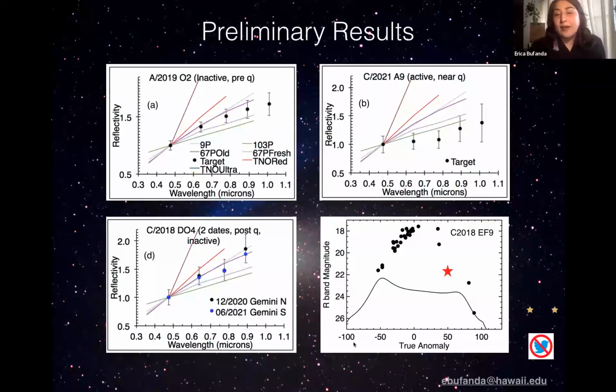And this final image right here of C2018EF9 is an example of our Gemini data working overtime, what I like to call it. But basically this red star is where we have Gemini data. And in addition to doing a color analysis, our photometry works as data points to construct the brightness light curves of our comets. And so using Gemini data, we were able to construct the outburst for C2018EF9. So it's helping us in two different ways.